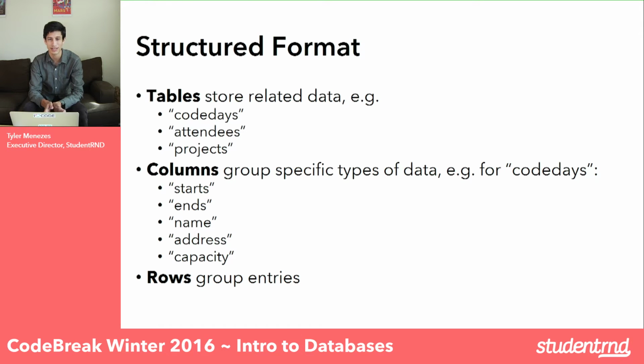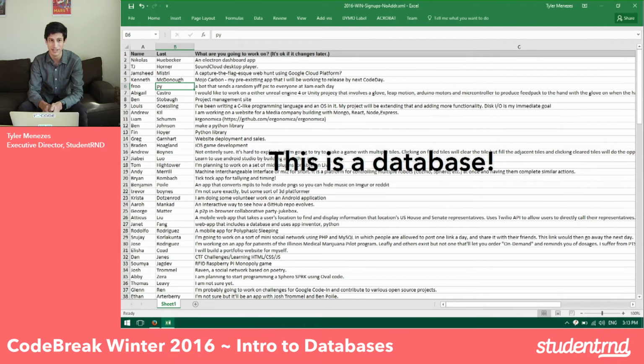So we wouldn't store attendees in the code days table because attendees have different types of data. Columns group specific types of data. It's called a column because, again, if you go back to something like Excel, it's literally a column. First name is a column, last name is a column, project is a column.